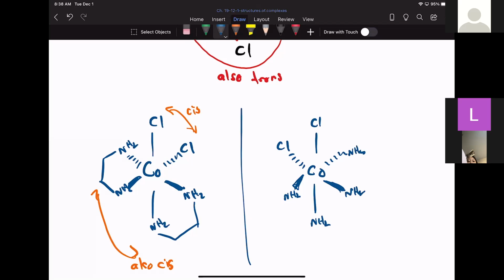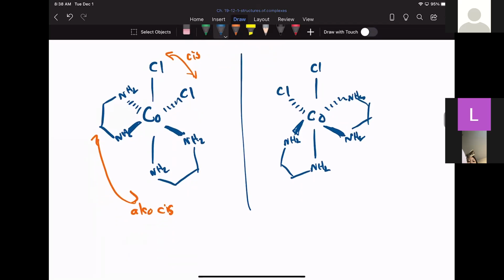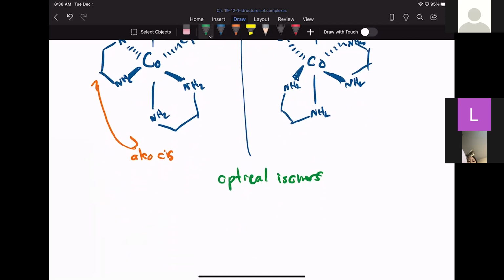So here's this mirror image. These two are going to connect over here, and these two will connect over here. And again, they're both cis, but these now represent optical isomers. So they represent optical isomers, and optical isomers are non-superimposable. So we'll write that down, that they are non-superimposable.